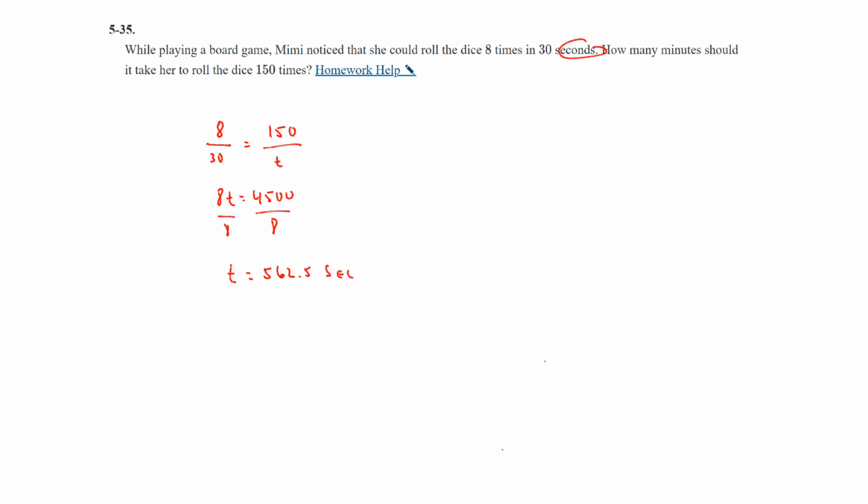But the question says how many minutes should it take? So if we're at 562.5 seconds and we want to convert that to minutes, we can use our conversion for seconds and minutes, and that's 60 seconds in 1 minute. And so we end up dividing by 60, and that will give us 9.375 minutes.